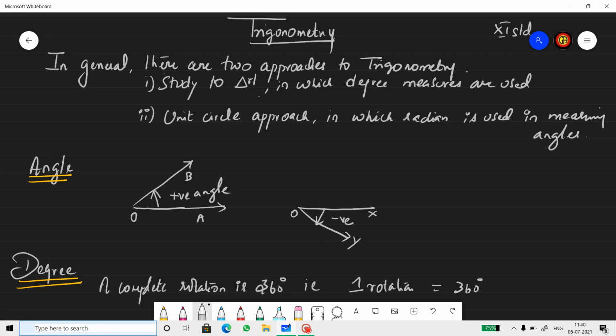Good morning, everyone. Today we're going to do trigonometry, 11th standard portions, which is for CBSE and ISE students.